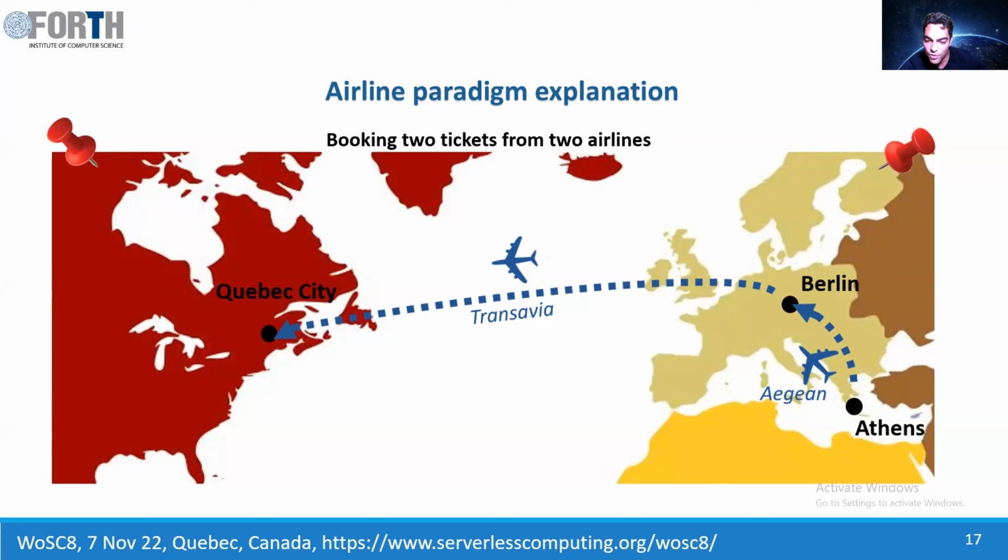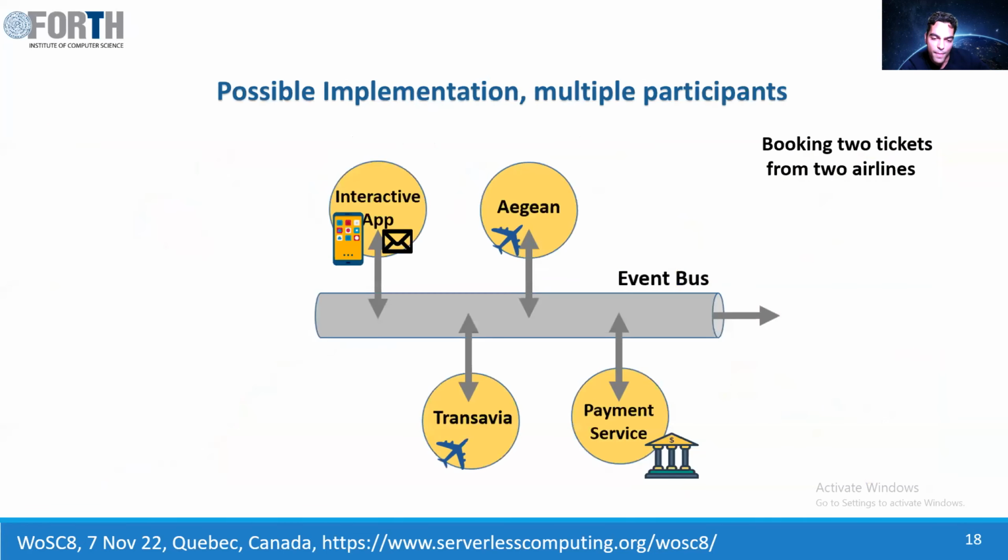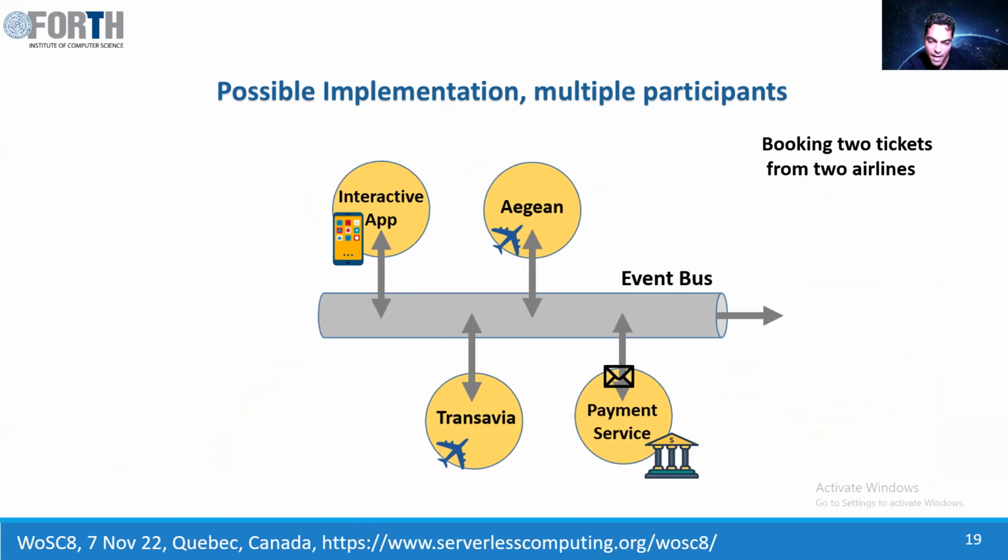We want a travel agency to guarantee this atomic transaction, that both tickets will be booked or none of them will be booked. So a possible implementation could be an application that forwards clients' requests to an event bus. The airlines, the other participants, will fetch the request and reserve the tickets. They publish the messages to the bus and the payment service will fetch this message at some time.